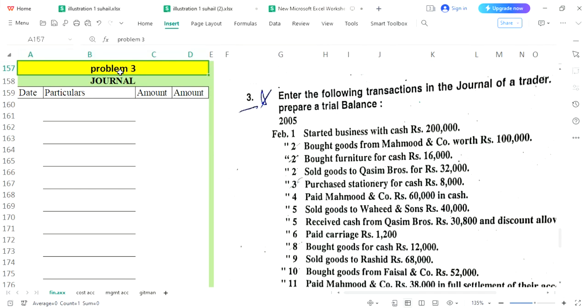Hey guys, hopefully everyone is doing well. Today's target is to solve problem number 3.